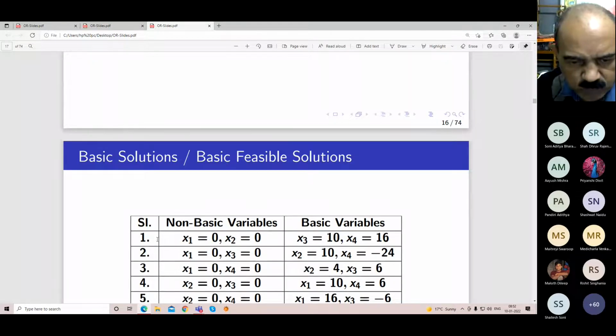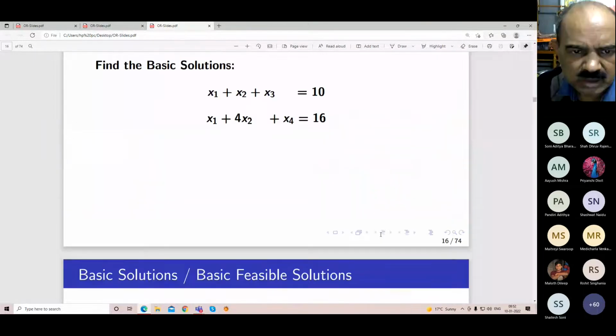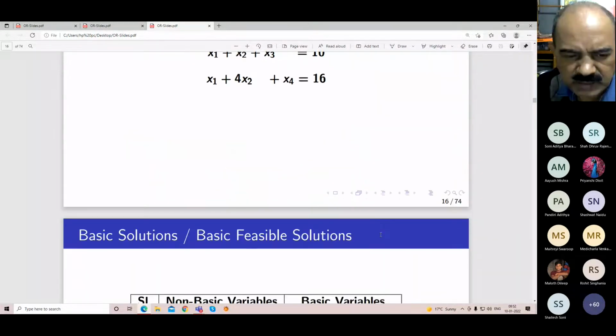Here we find the non-basic variables are 0, which means non-negative. The basic variables here are also non-negative. So all the variables are non-negative. So for serial number 1, whatever solution you have obtained is a basic feasible solution of the system. Feasible means all are non-negative. Clear? Now, come to serial number 2.